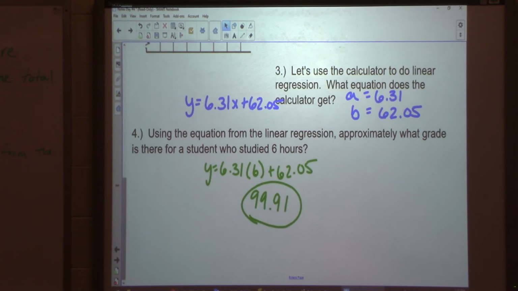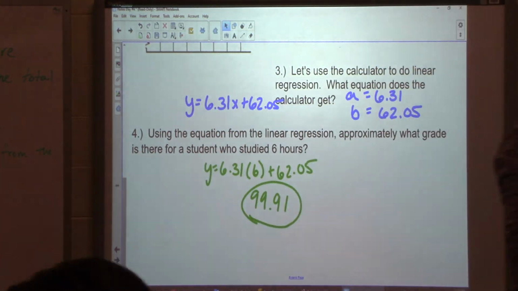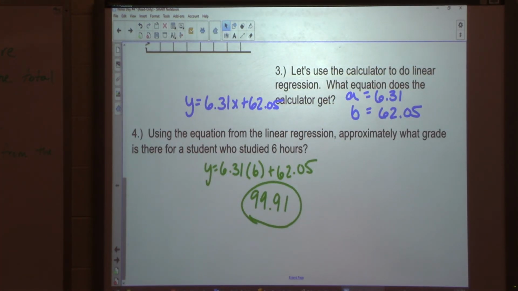Okay, so then you go to stat, calculate, linear regression. Then L1 and L2 are good, right? Then calculate. Okay? Do we have any questions? Anyone having struggles with their calculator? No? Are we all to the point where we found our estimate already? We're still working. Did we all get 99.91 for our grade?